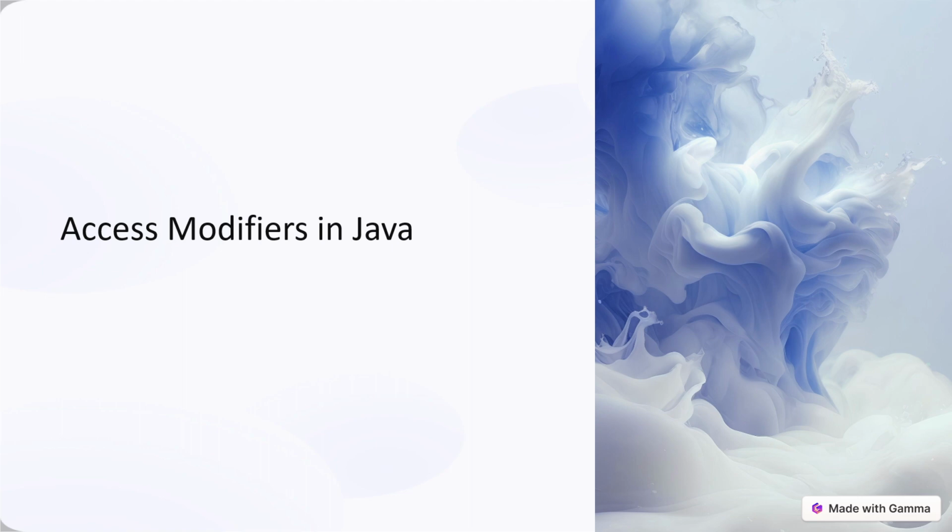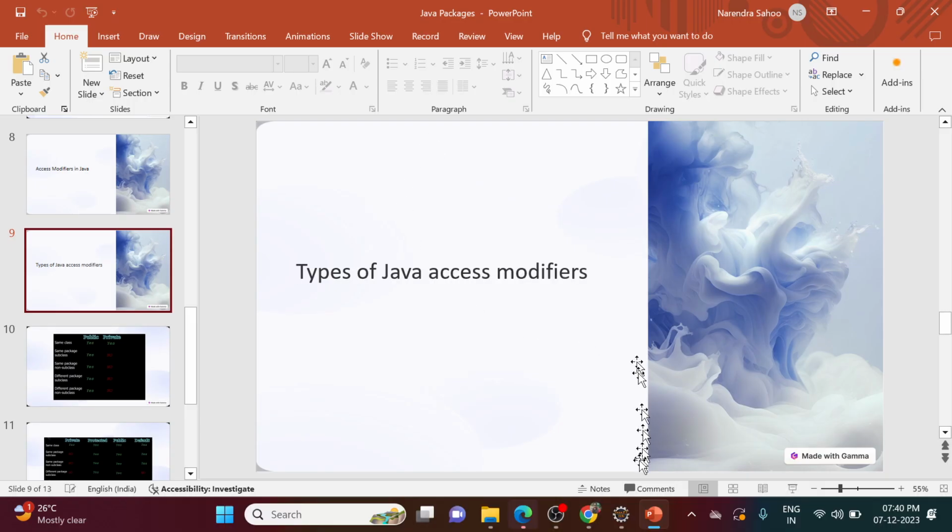So we have four types of access modifiers. Let's see what those are and how to use them. One is private, another is public. Apart from private and public, we have two more. Let's see with an example.